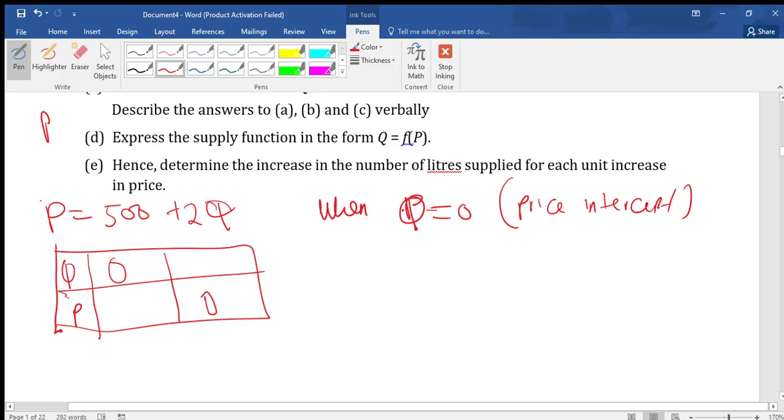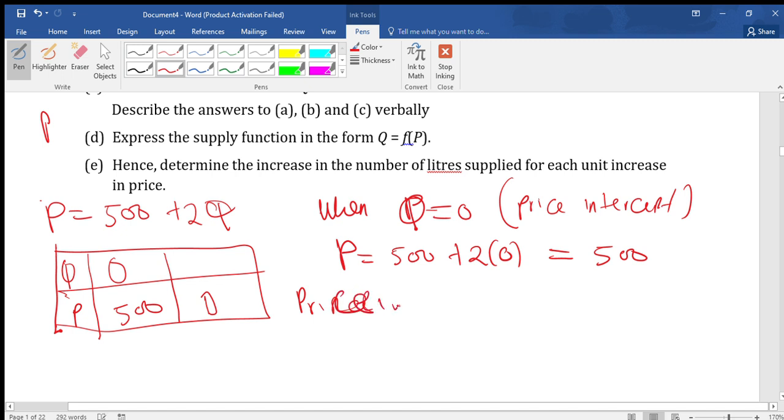So when quantity is equal to 0, we'll have the price intercept. So in the function there, we're going to have P equals 500 plus 2 multiplied by 0. This will be equal to 500. So this is our price intercept there. The price intercept is found at Q, P, which is equal to 0, 500. This is the price intercept.